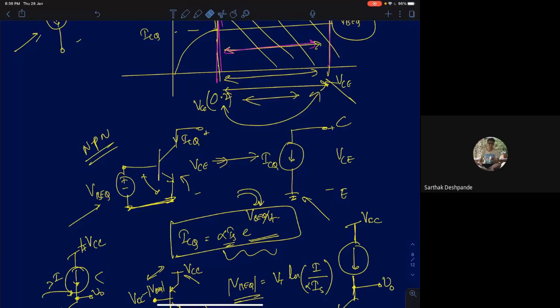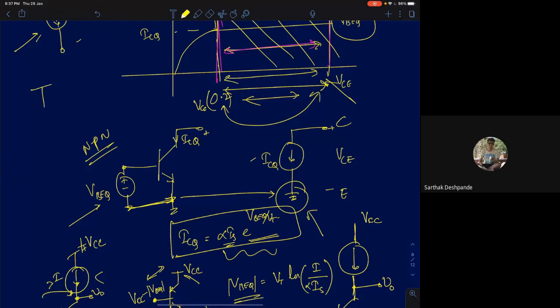I told you guys, NPN, the problem with NPN is that usually yes, you can use it, but one terminal is at ground. You cannot get that free accessibility. This emitter is at ground, right? So you will get that emitter terminal at ground. So I can't use it, I need a current source like this. One terminal should be at supply voltage, other terminal should be free. That's called a sourcing current.